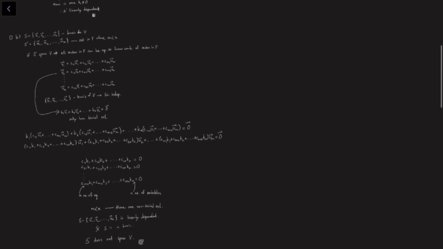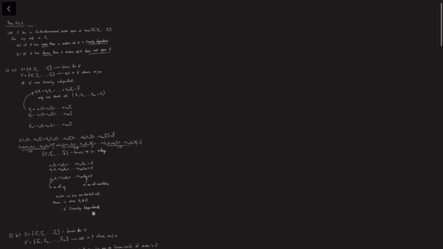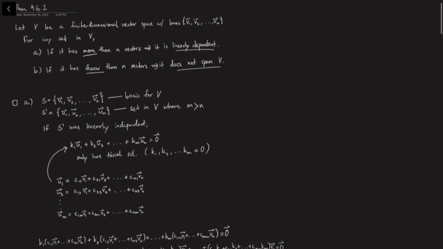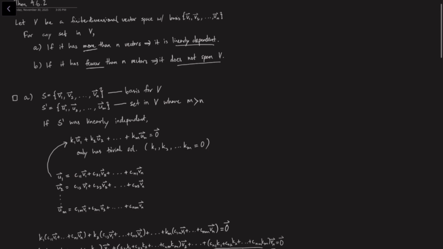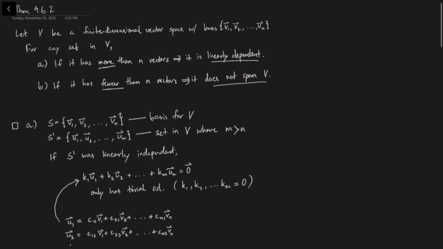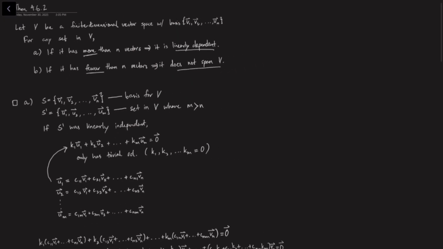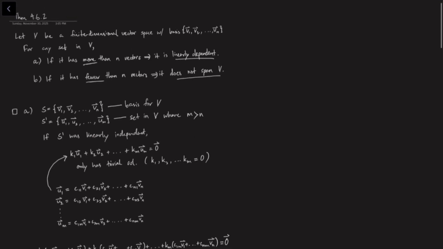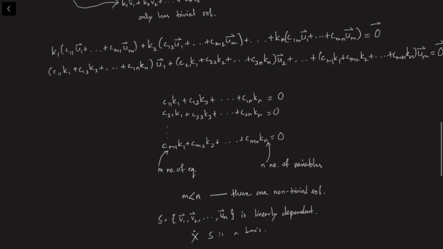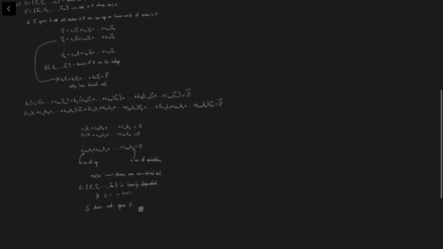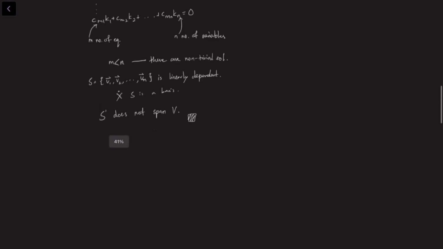So this is a proof for theorem 4.6.2. And we prove that for any set in V with basis v1, v2 to vn, if the set has more than n vectors, it is linearly dependent. And if it has fewer than n vectors, it does not span V. So how do we apply this? Let's look at some examples.